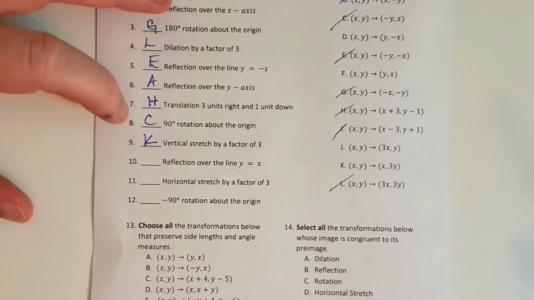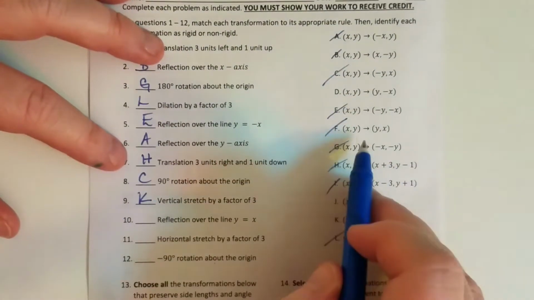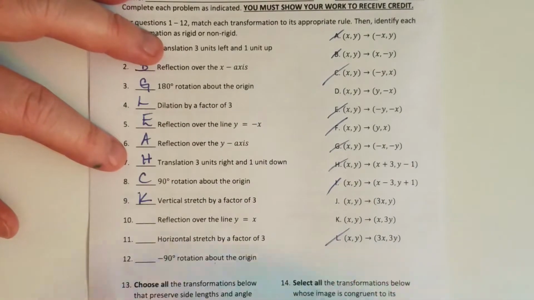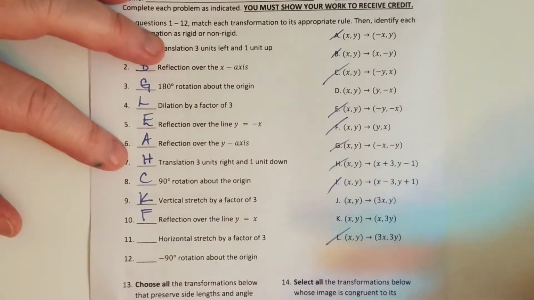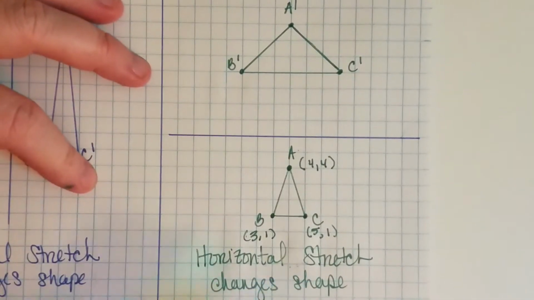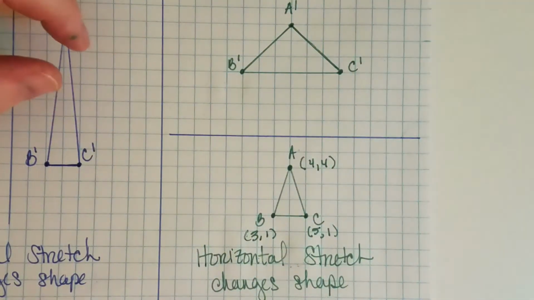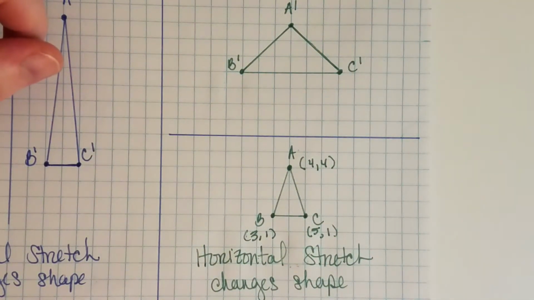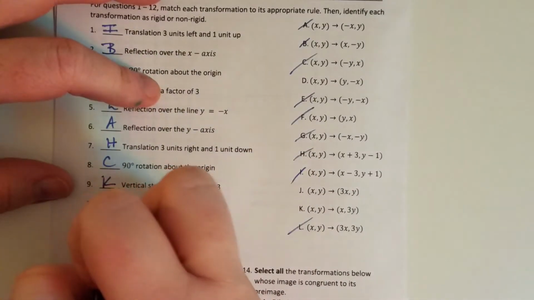Reflection over the line y equals x would be swapping the x and the y coordinates, which is f here. So you can see I'm just swapping the x and the y coordinates there. So that's f. Horizontal stretch by a factor of 3, same thing. We're keeping the y values the same on this one. However, we're making the shape wider, so we could think of it as pulling the shape so that it is wider. So that would be an example of a horizontal stretch. We would be affecting the x coordinates there.